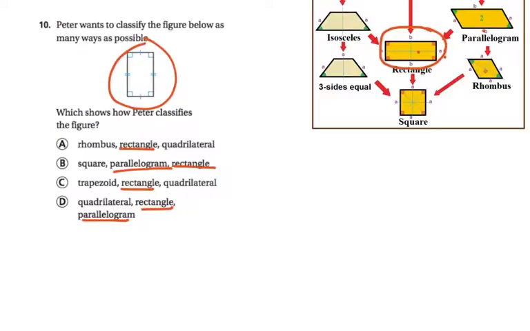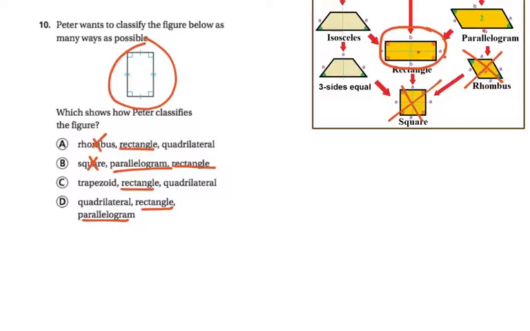Let me repeat that. The sides are not the same length, so it's not a square and it's not a rhombus. Both of those have sides that are the same. So square can't be this one. Rhombus can't be that one. Okay, so now I've gotten rid of 2 answer choices.